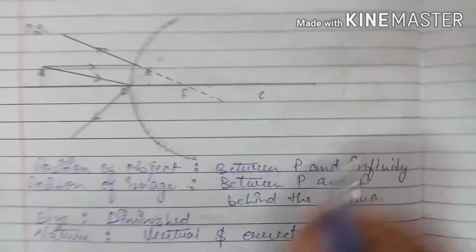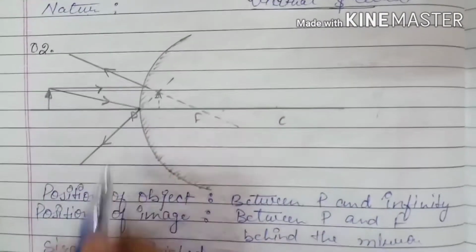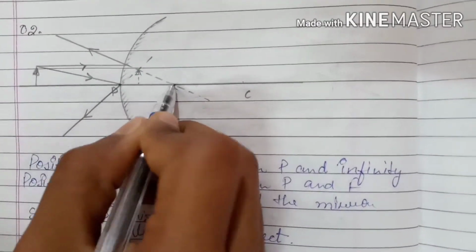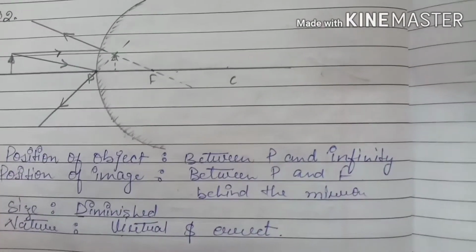The second case is when the object is placed between infinity and pole, meaning anywhere between infinity and the pole of the mirror, we will get the image between pole and focus. The size will be diminished and nature will be virtual and erect.